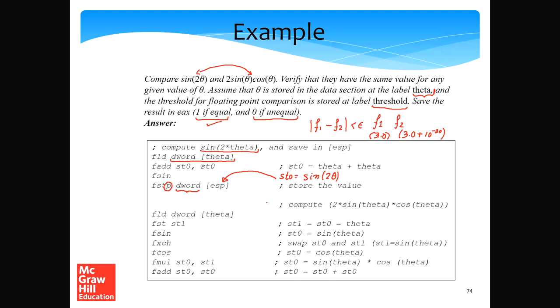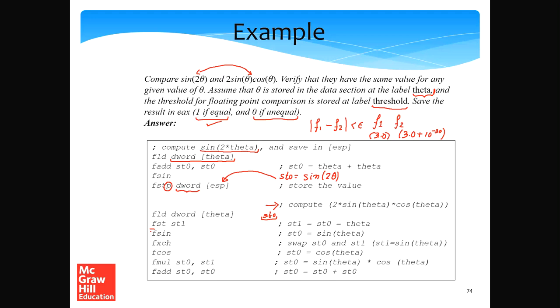Alright, so now let us compute 2 sine theta times cos theta. Let's do the same thing. Let's load theta into st0. Let's create one more copy of theta in st1 by the FST instruction. FST st1 sets st1 equal to st0, which is equal to theta. So at this particular point, st0 and st1 both contain theta.